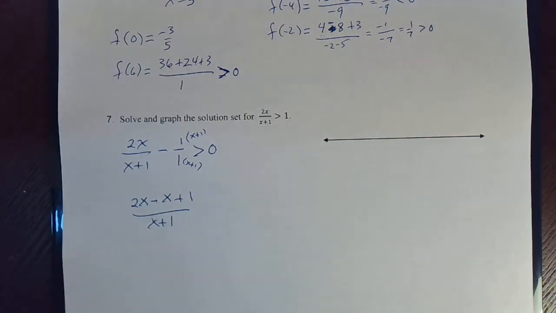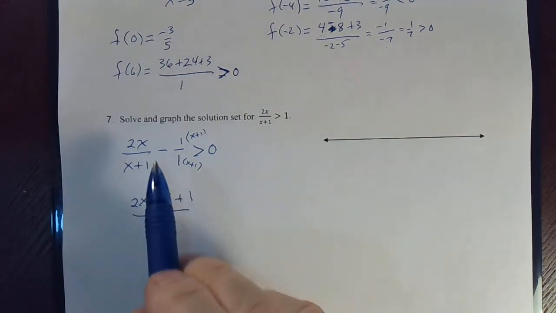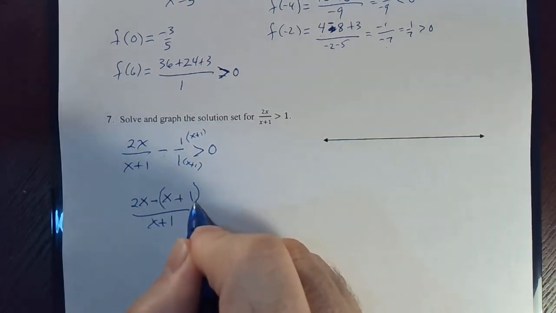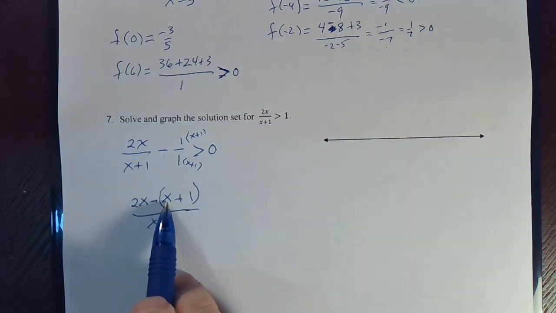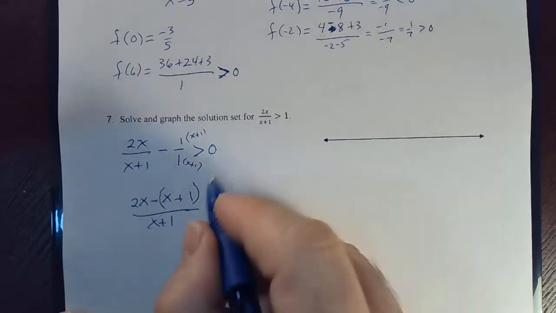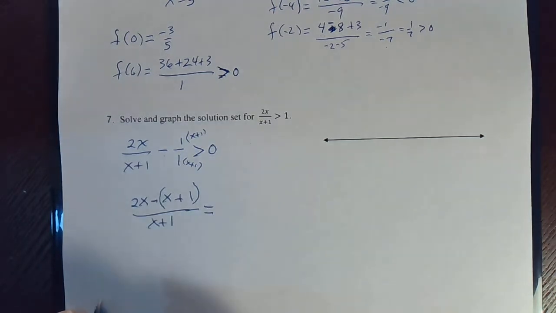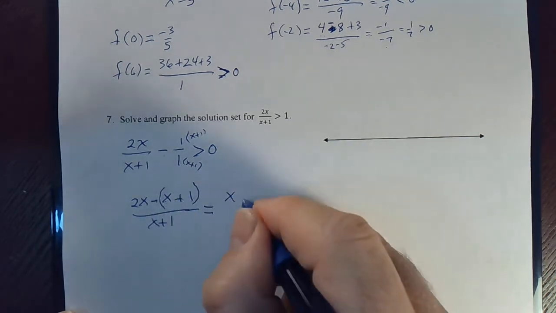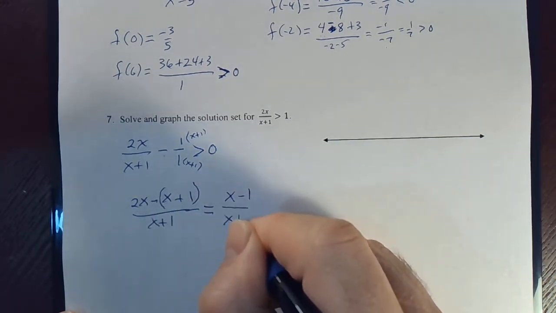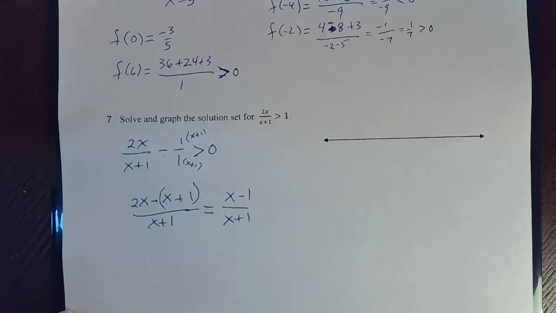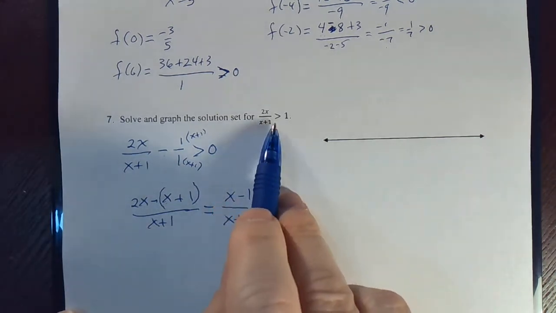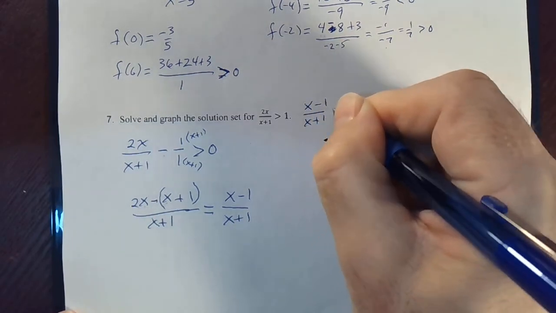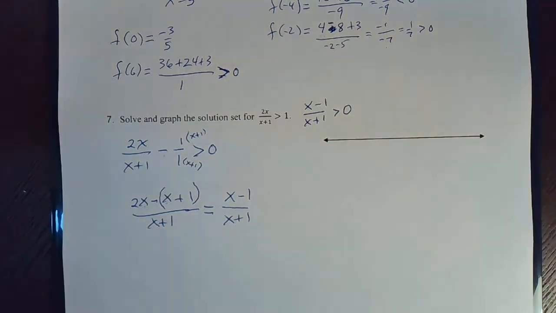Now I'm hoping you caught my mistake so far. This minus, it's minus the whole thing, so I have to have parentheses around this x plus 1. This will end up being negative x minus 1. So let's see what we get. 2x minus x is x, and then the negative 1, minus 1, all over x plus 1. Oh, that's pretty easy then. This is equivalent to saying x minus 1 over x plus 1 greater than 0.